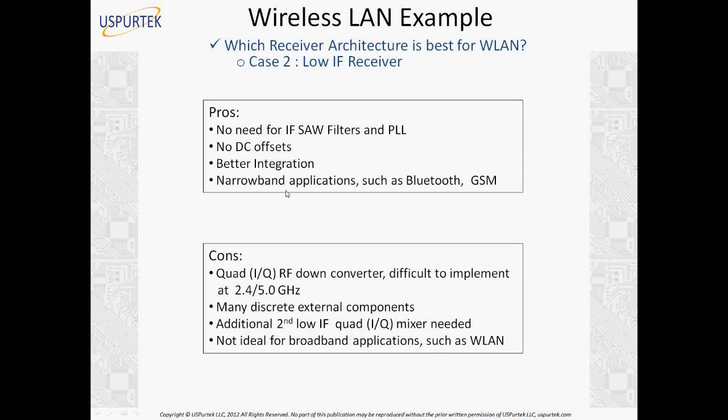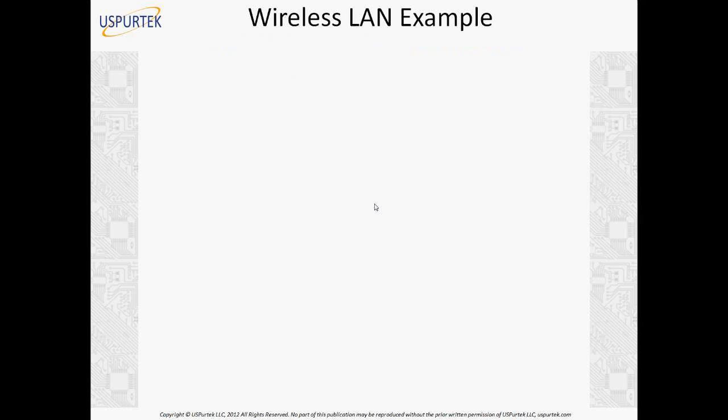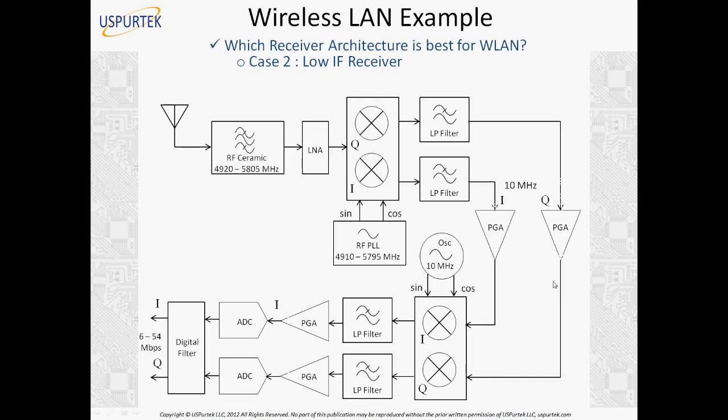But what are the cons? We have a quad IQ RF down converter, which is difficult to implement. We are splitting I and Q at the front end itself. We need to split it here itself. So that is expensive to implement.